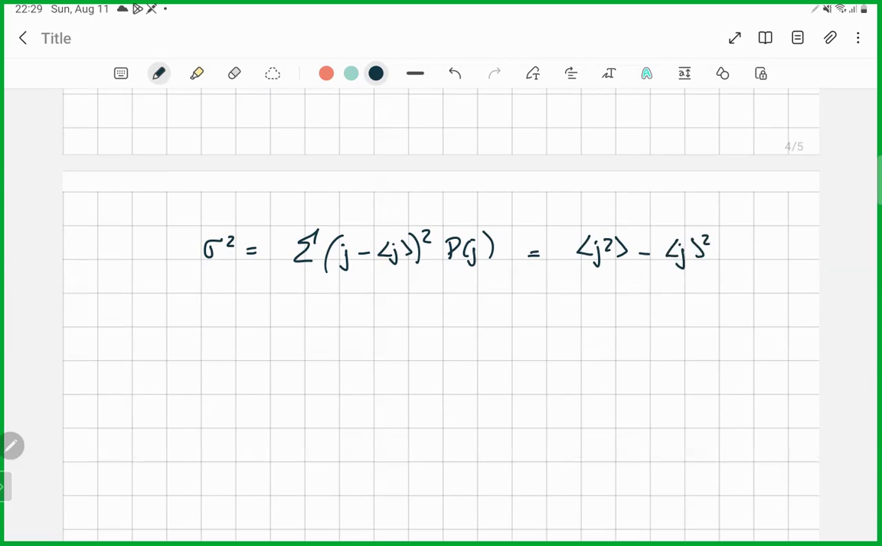So this is the end of this first part of section 1.3. The next video will be the second part, which is when we have continuous variables. Here we are talking about discrete variables, so that's why we were using sums. In the next section, 1.3.2, we are going to talk about continuous variables. So instead of sums, we talk about integrals.